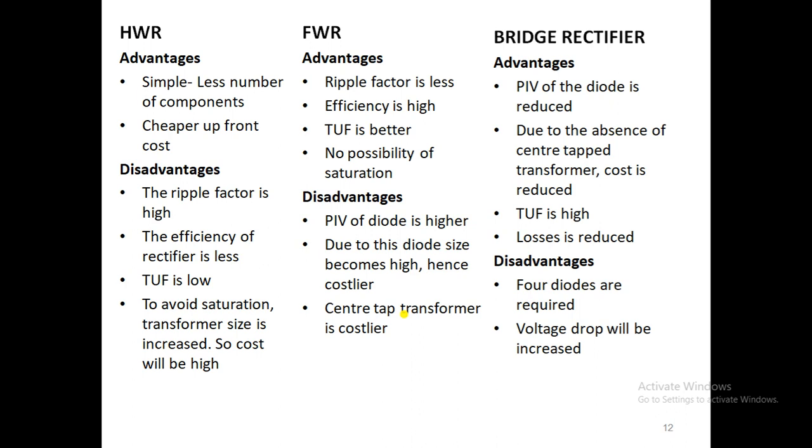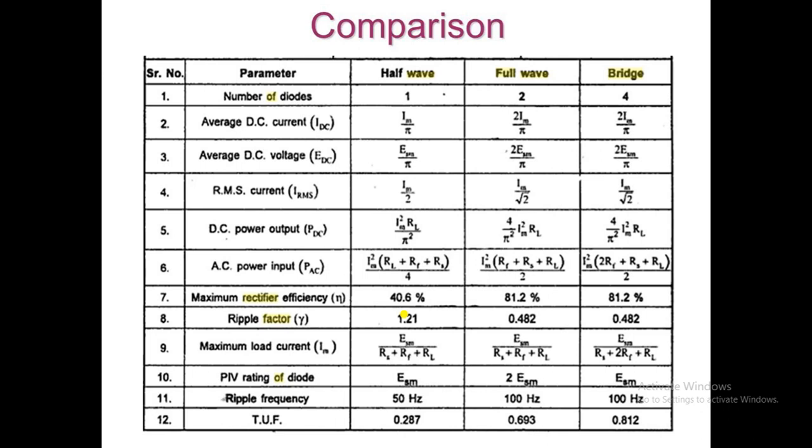These are the advantages and disadvantages of the half wave rectifier, full wave rectifier and bridge rectifier. These are some of the comparisons of these rectifiers. The number of diodes is 1 for the half wave rectifier, 2 for the full wave rectifier and 4 for the bridge rectifier. And we have derived these values, average DC current and average DC voltage, for the half wave rectifier. This can be done for the full wave rectifier and bridge rectifier. You can go through these values.